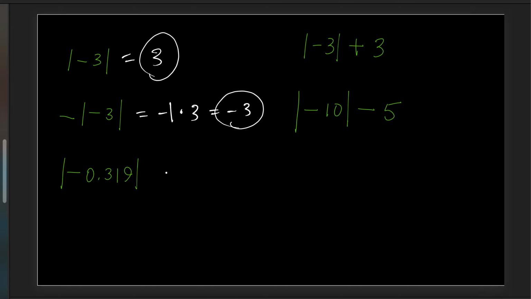Now for this problem, we have absolute value of some crazy decimal here. So we just make that crazy decimal positive. 0.319, that's it.